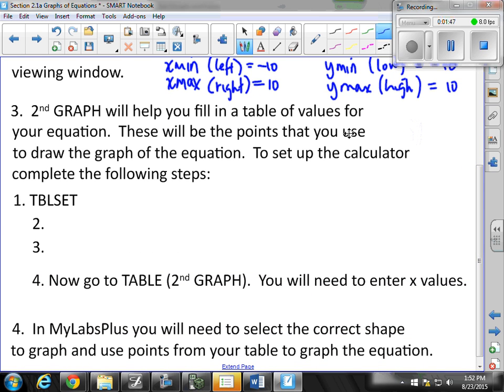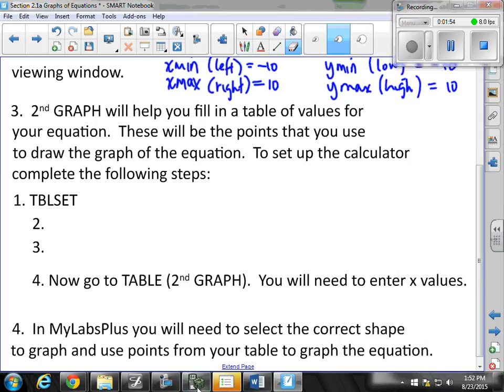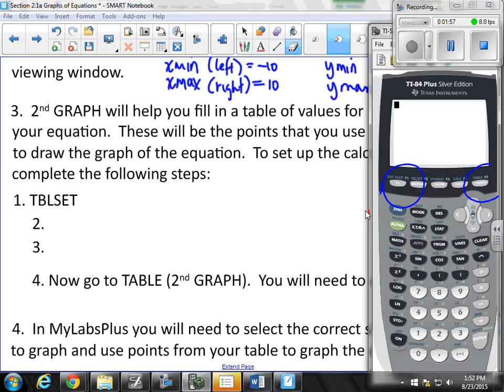Second graph will help you fill in a table of values for your equation. So second graph, second and then graph on your calculator, will give you a table. But before we can do that, we need to set up the table. So this is what we're going to do. We're going to do second, and then on the window key, if you notice here in blue, it says table set. So what we're going to do for our functions, and you can change this in different classes.